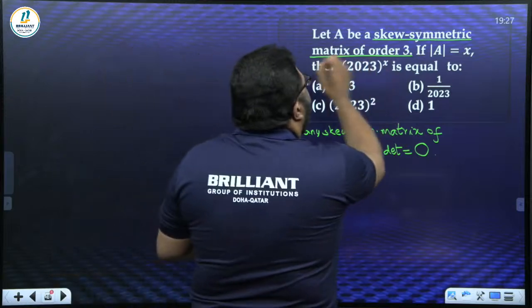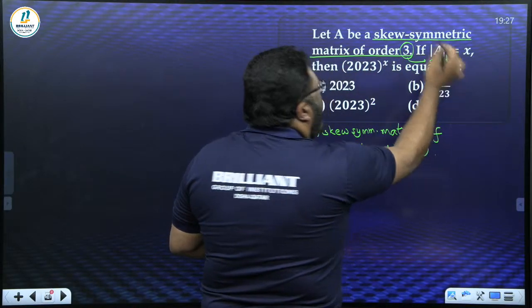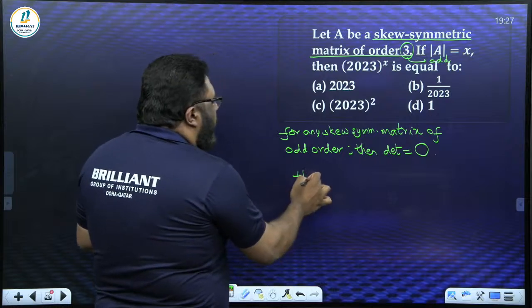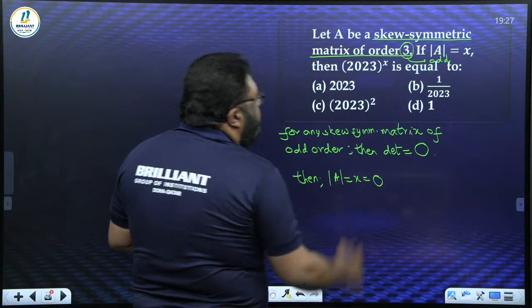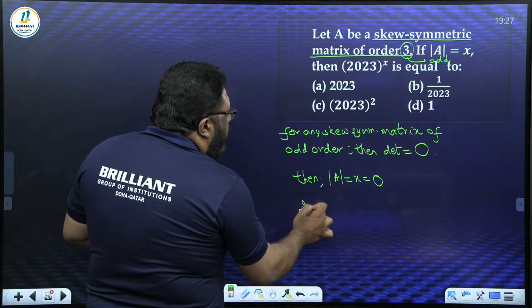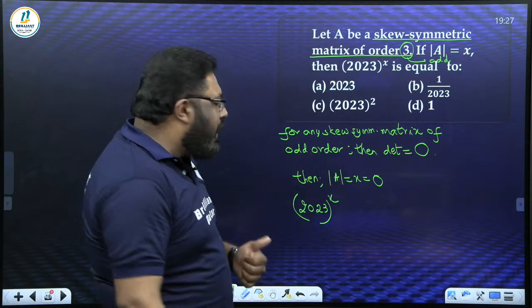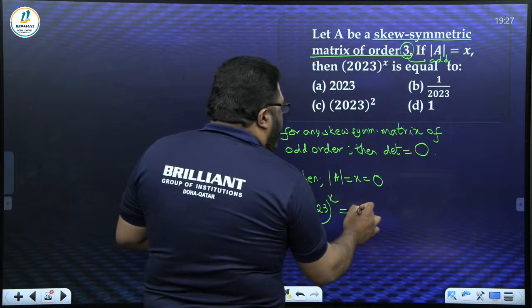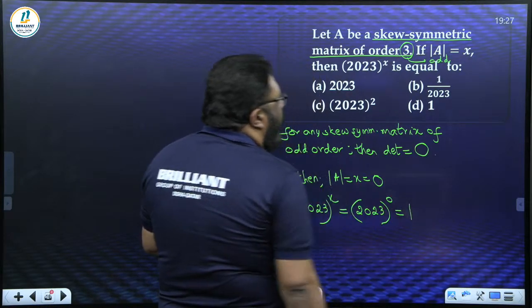They gave me a skew symmetric matrix of order 3 which is definitely odd. Then we can say that determinant of A equal to X equal to 0. Now they're asking me what is 2023 raised to X. This is last year's question, that's why 2023. 2023 raised to 0 is 1.